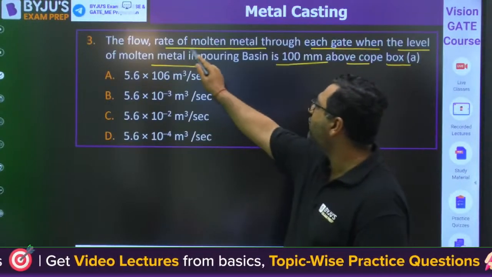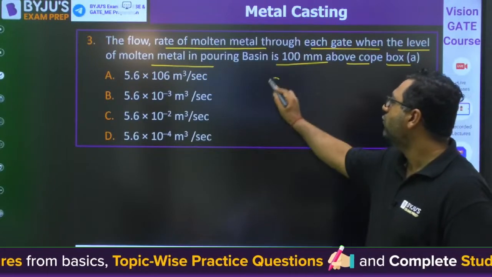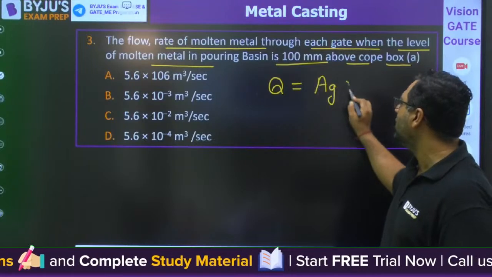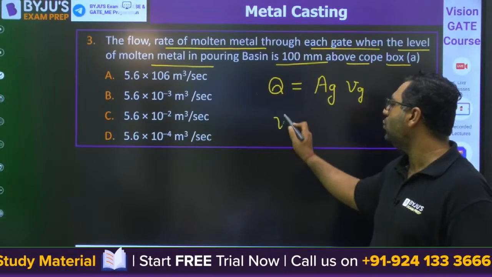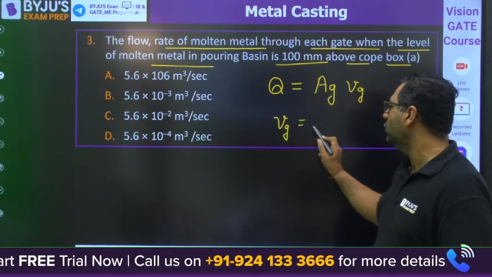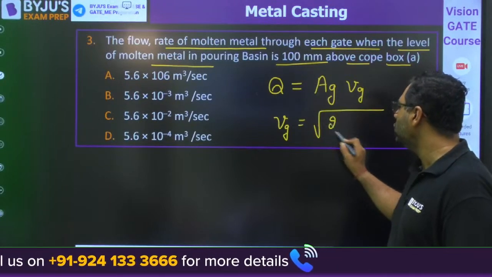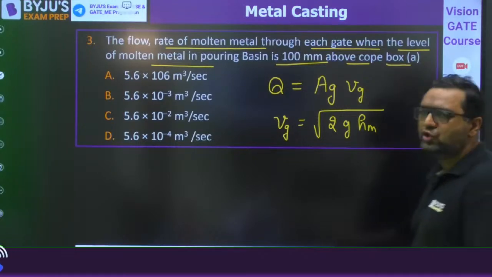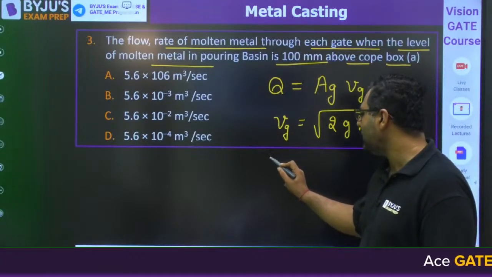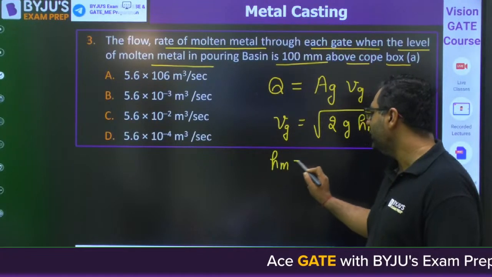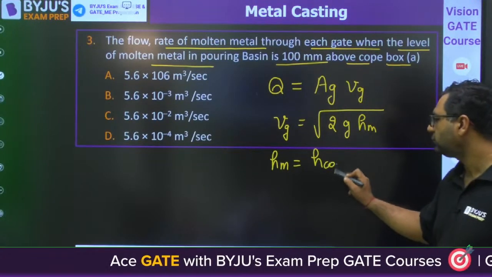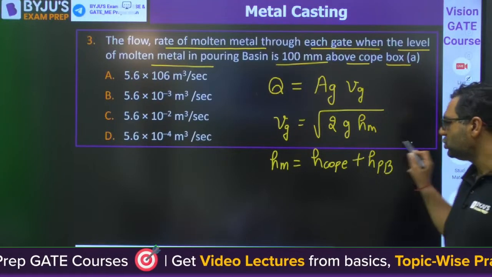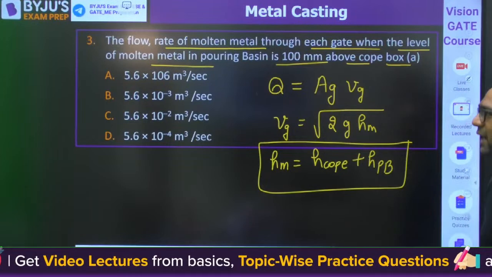The question asks for the flow rate of the molten metal. The flow rate will be Ag into Vg. So you just need to find Vg because Ag is given to you. And you know Vg is going to be root of 2gh, where h is the height of molten metal. Just try to solve this question. The height of molten metal is going to be the height of cope, which is the height of sprue, plus the height of pouring basin. So just do this, get the answer.